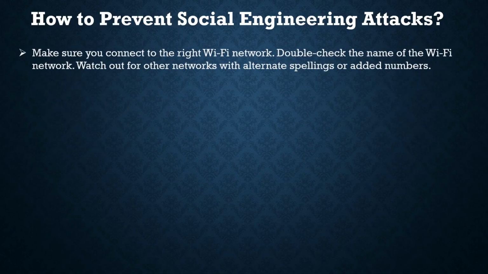Next is make sure you are connected to the right Wi-Fi network. Double check the name of the Wi-Fi and watch out for other networks with alternate spelling or added numbers. Like so many attackers use the man in the middle attack, and the evil twin attack is also there. So make sure you double check the name of your Wi-Fi.